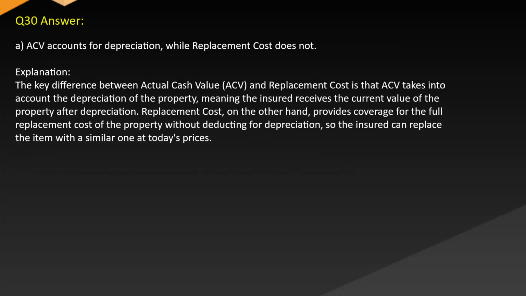Answer: A. ACV accounts for depreciation, while replacement cost does not. Explanation: The key difference between actual cash value (ACV) and replacement cost is that ACV takes into account the depreciation of the property, meaning the insured receives the current value of the property after depreciation. Replacement cost, on the other hand, provides coverage for the full replacement cost of the property without deducting for depreciation, so the insured can replace the item with a similar one at today's prices.